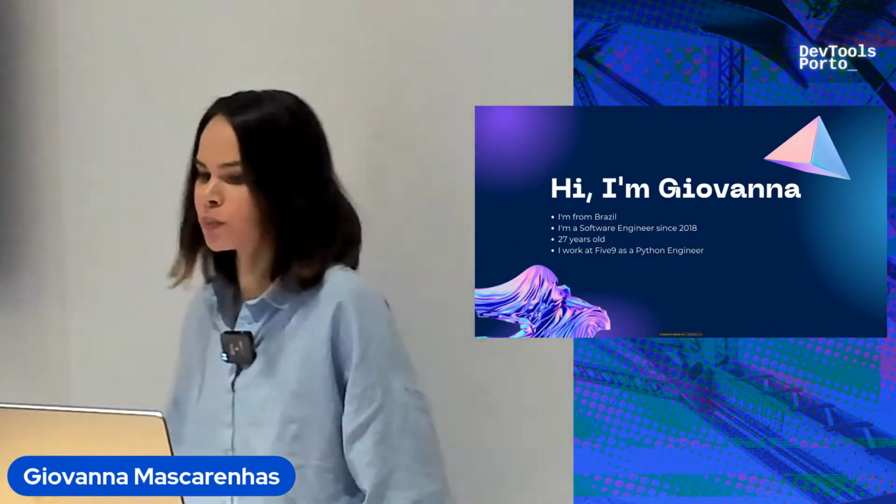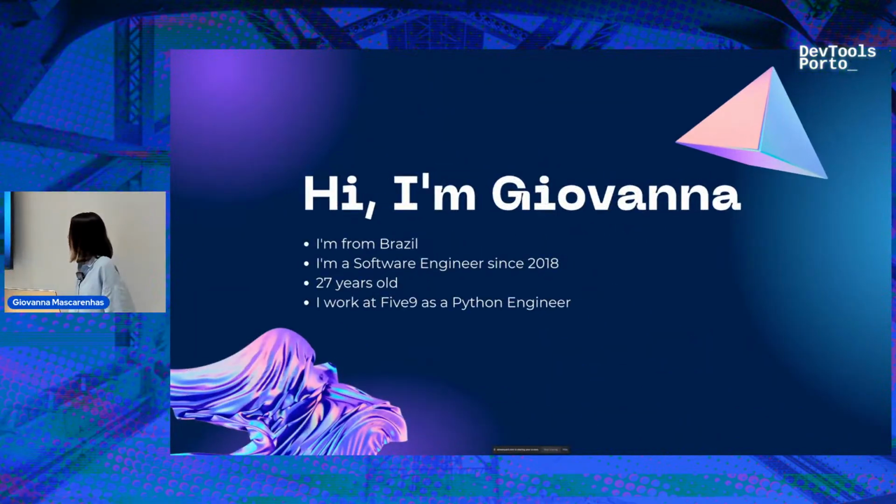So nice to meet you. My name is Giovanna. I'm from Brazil. I am 27 years old and I have been a software engineer since 2018. I'm working at Five9 as a Python engineer.